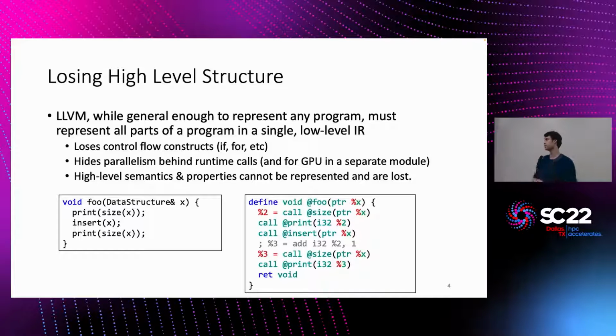The reason for this is that even though I know from the semantics of that insert instruction that the next size will just be 1 greater than the previous size, the LLVM representation has no way of knowing that. So it has to call size again instead of being able to have this nice high-level optimization, understanding that the size is now just incremented by 1.